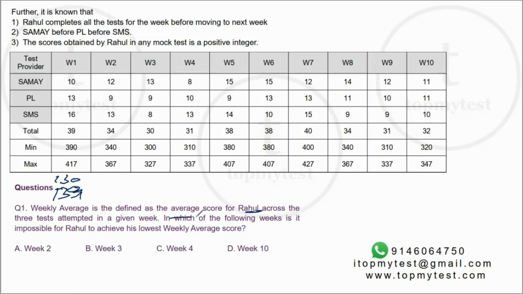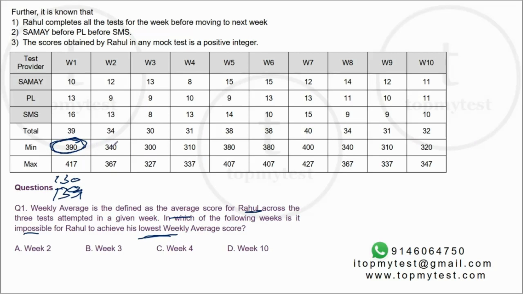Okay. Question says, which of the following weeks is it impossible for Rahul to achieve the lowest weekly average? Impossible for Rahul to attain the lowest weekly average. Okay. Now, you need to be 100% sure that that week cannot be the lowest. Now, to give you an example, let's see how to do it. In week 1, his minimum possible score is 390 if you add the 3, right? So if your total is the lowest, your average will also be the lowest. Similarly, if your total is higher, your average is also going to be higher, because everything is going to be divided by 3.